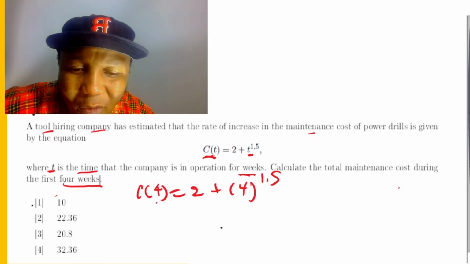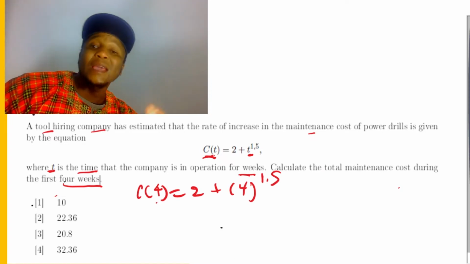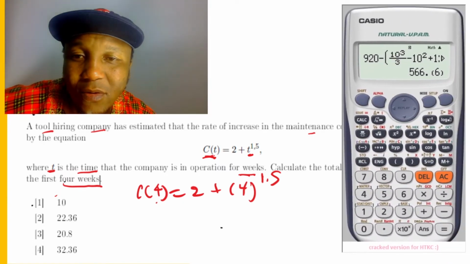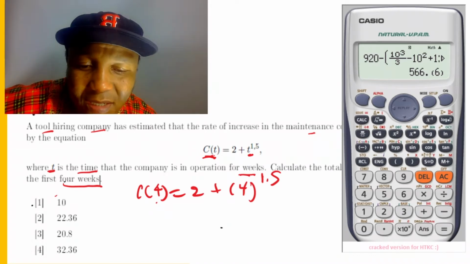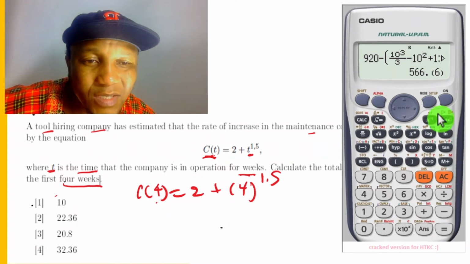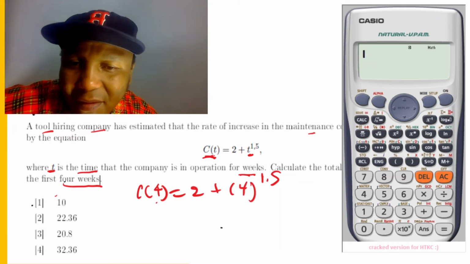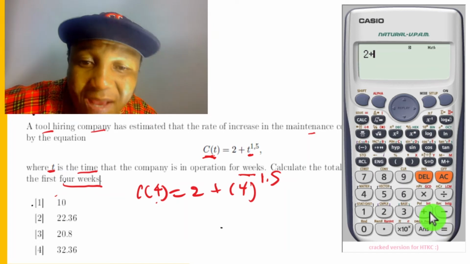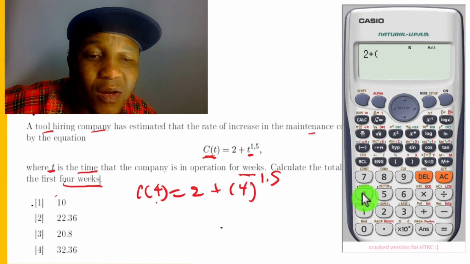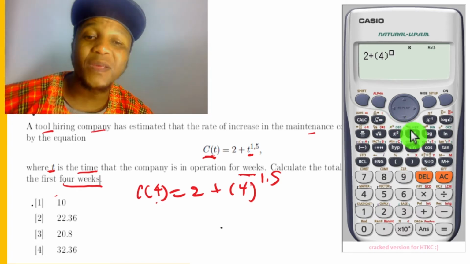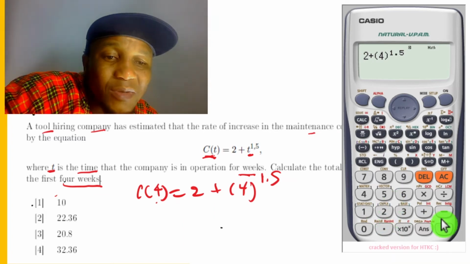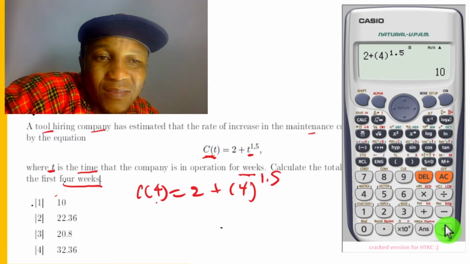So what we can do now, we can simply plug this in the calculator and get a final answer. So we're going to come here and clean it quick. Let's clean this question. We start with the 2 and then plug 2 here, and then we say plus bracket 4 another bracket, in a fraction, and plug 1.5 to the power 5, exactly how we see, and it's going to give us 10.